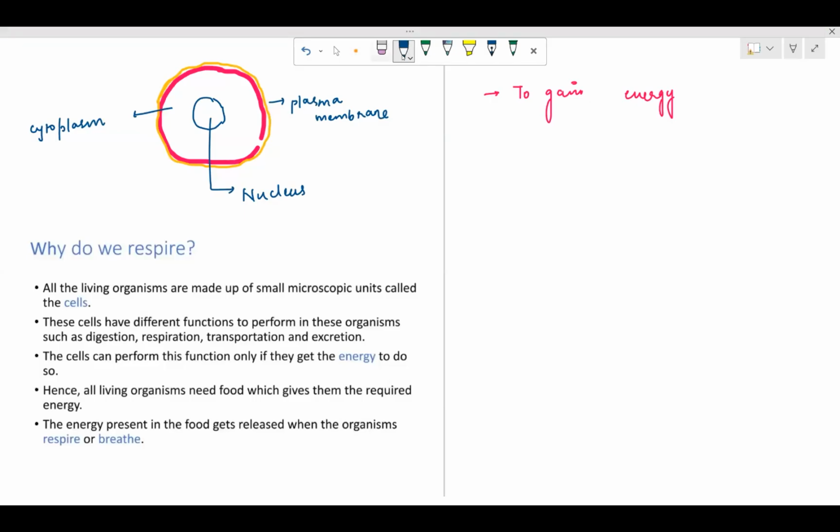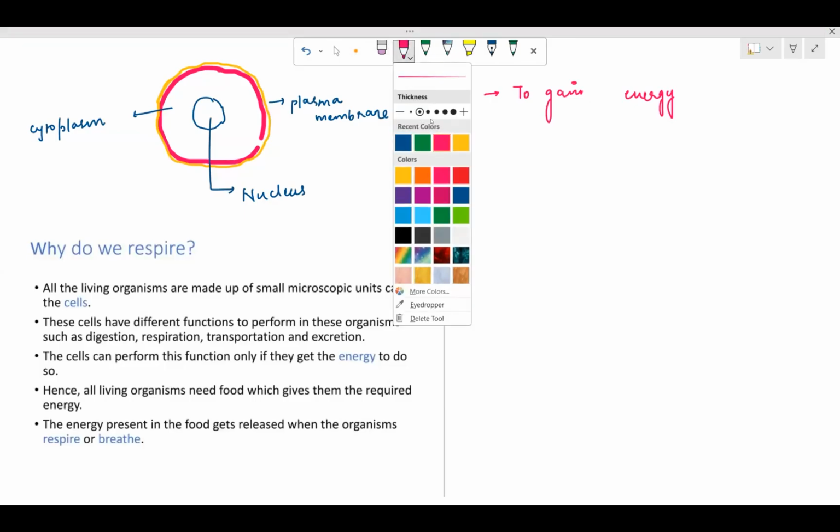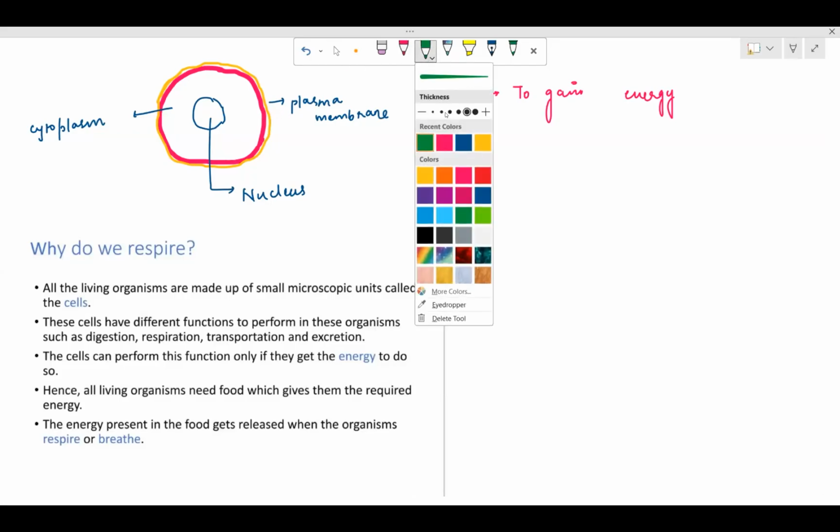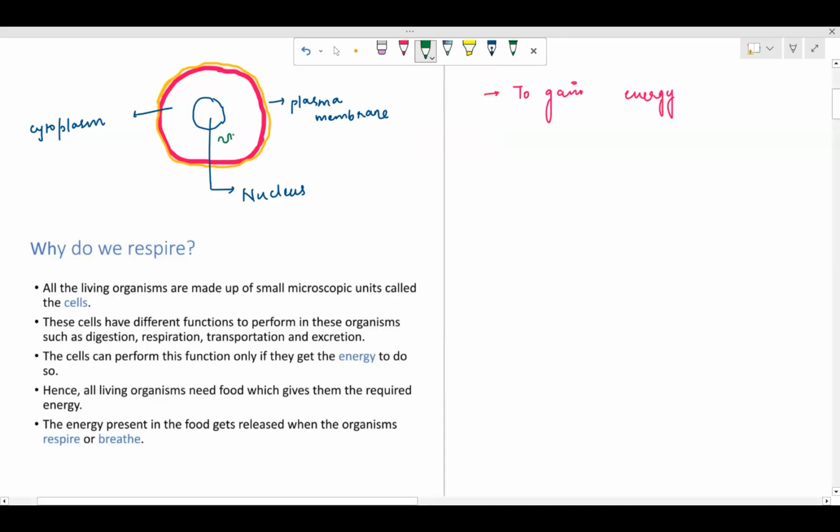Golgi apparatus. Okay, Golgi apparatus is there. Fine. Then you have the mitochondria. Yes or no? Mitochondria is also there. So the requirement here within the cell is of mitochondria. Let's say this is your mitochondria.